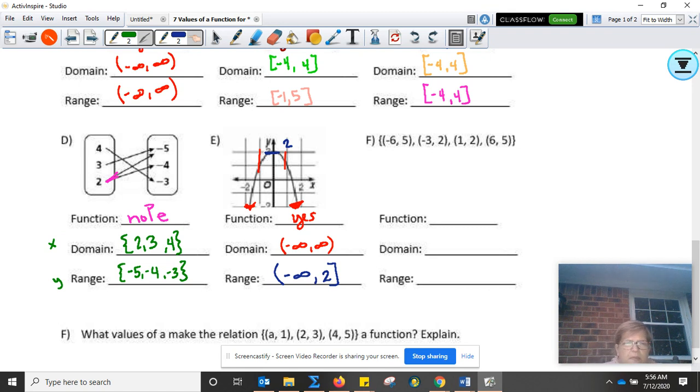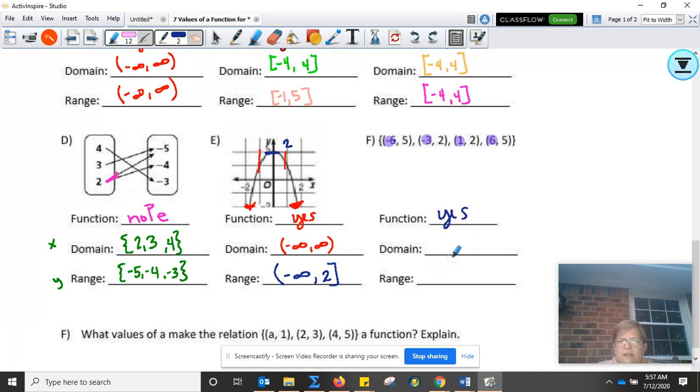Okay? Now for F. Look at your x's. We have -6, -3, 1, and 6. Do my x's repeat? No. They do not repeat, so yes, it is a function.